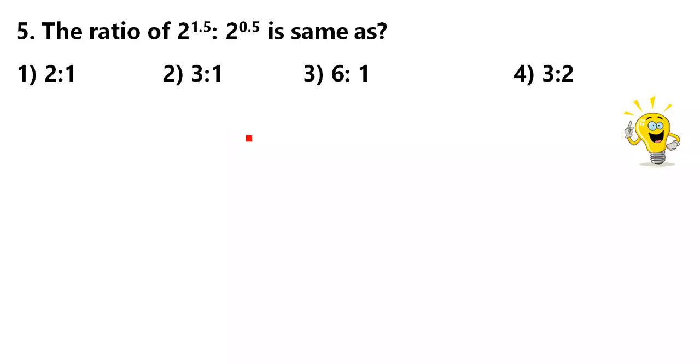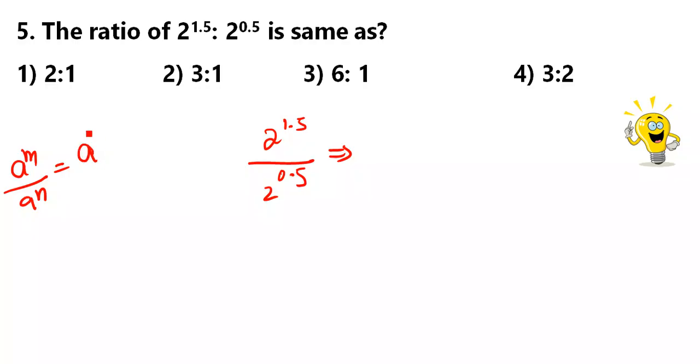Right. So a is to b or a by b is same. So write 2 power 1.5 by 2 power 0.5. How can we note it? a power m by a power n is equal to, so what is the formula, guys? Yes, very good, a power m minus n. Same like this.